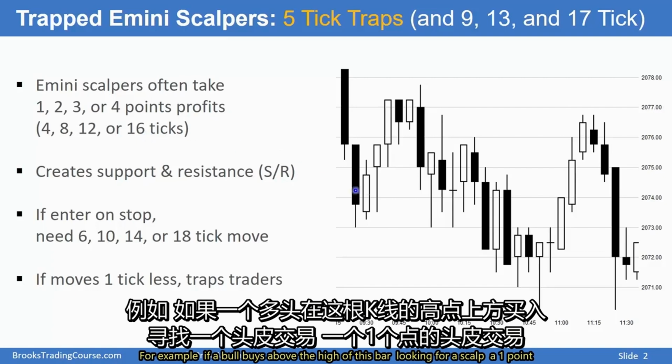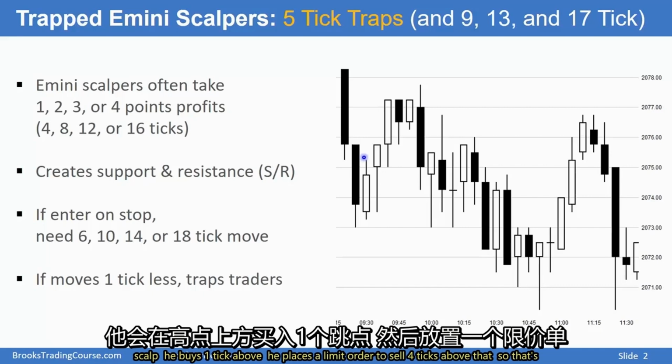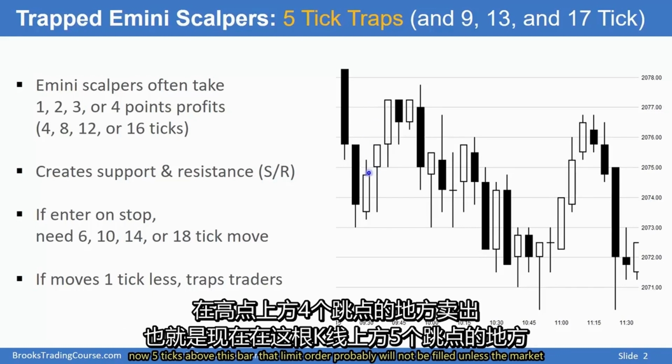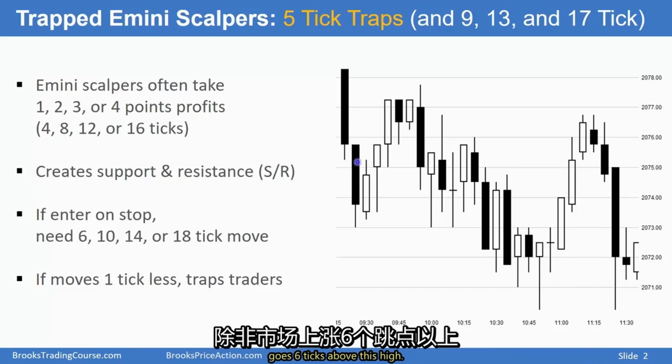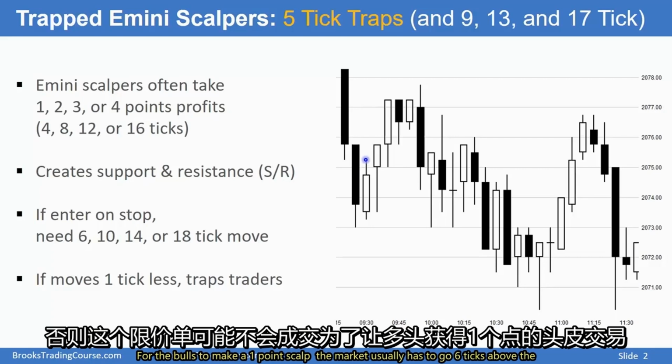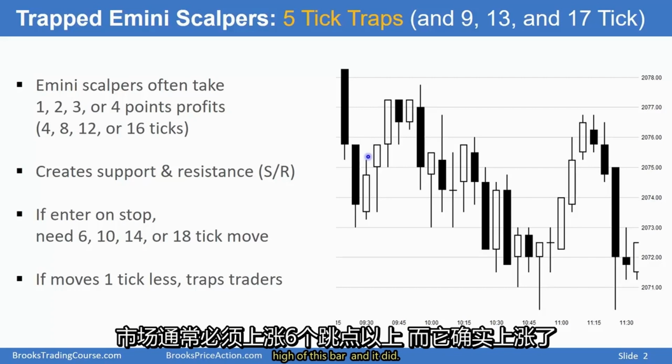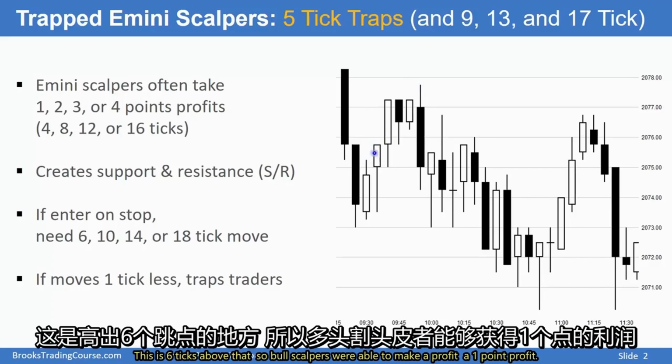For example, if a bull buys above the high of this bar, looking for a 1-point scalp, he buys 1 tick above. He places a limit order to sell 4 ticks above that, so that's now 5 ticks above this bar. That limit order probably will not be filled unless the market goes 6 ticks above this high. For the bulls to make a 1-point scalp, the market usually has to go 6 ticks above the high of this bar, and it did. This is 6 ticks above that, so bull scalpers were able to make a 1-point profit.